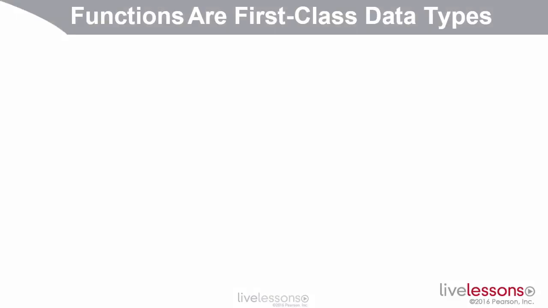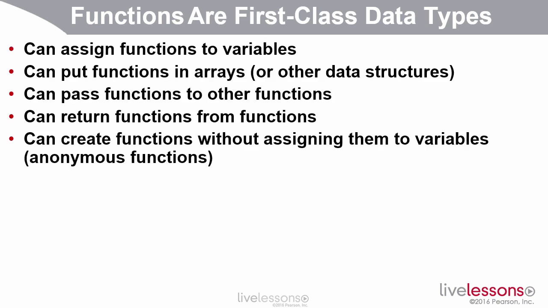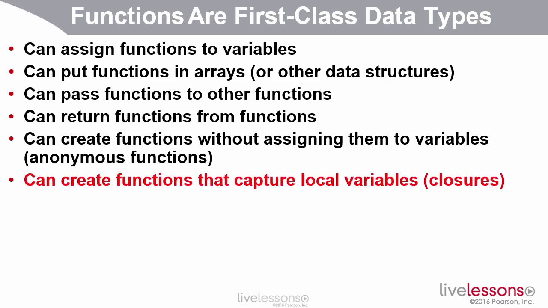To say that functions are first-class data structures just means that you can do the same general types of operations on functions as you can on numbers and strings. So we saw that you could assign functions to variables, you could put functions in arrays and other data structures, you could pass functions into functions, you could return functions out from functions, and you could create functions without assigning them to variables. Finally, and most powerfully, you can create functions that capture local variables.